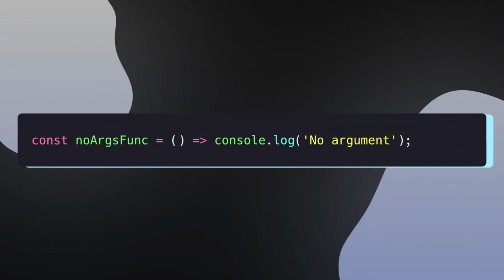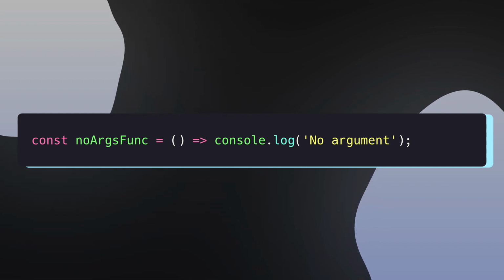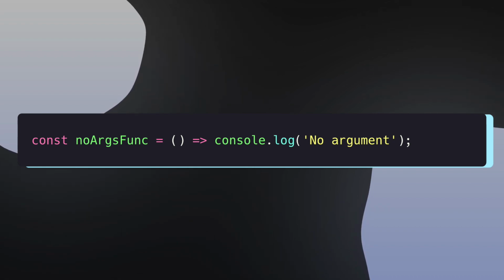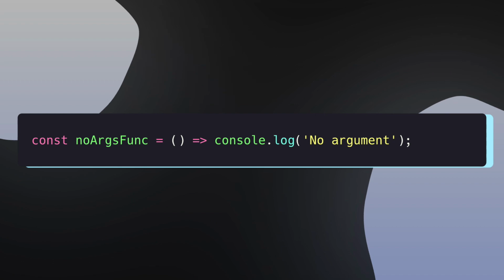But if your arrow function had no arguments or more than one argument, then you'll need to use parentheses so JavaScript can actually parse your code. So in this code block example, since I'm passing in no arguments, I have to use parentheses and then my arrow function, and I can define my function logic.